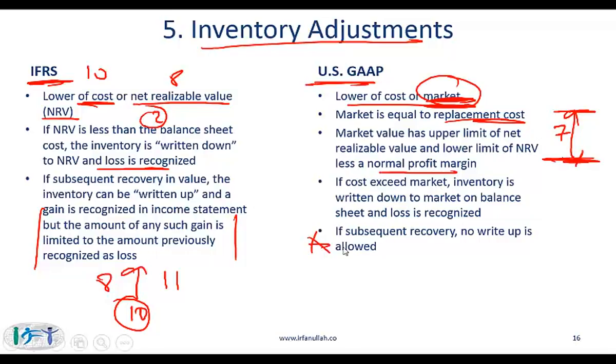This point, however, is significant: under US GAAP, once you write down, you are not allowed to write back up no matter what. How is this different from IFRS? The difference is that with IFRS you can write back, you can write up, but till the original amount.